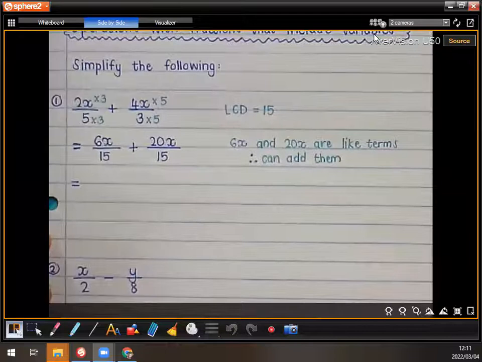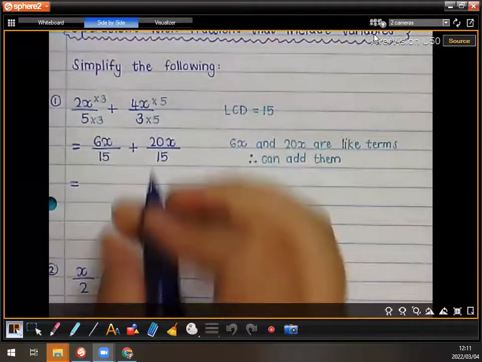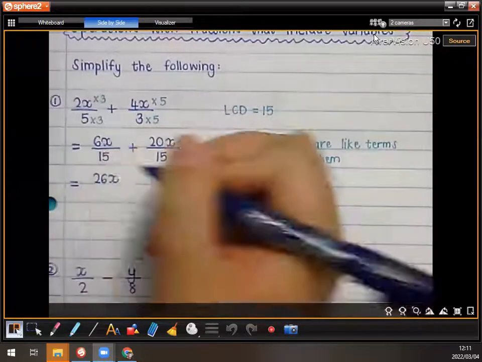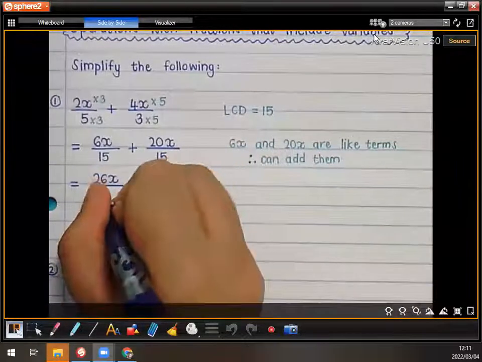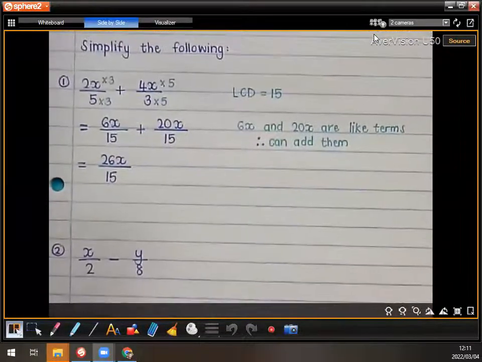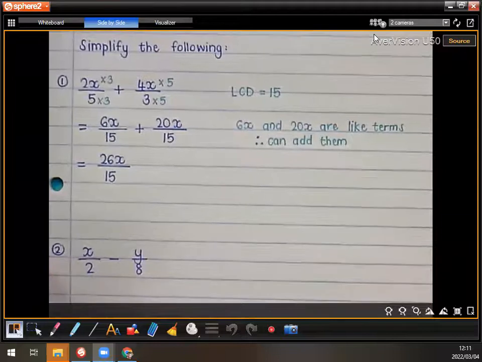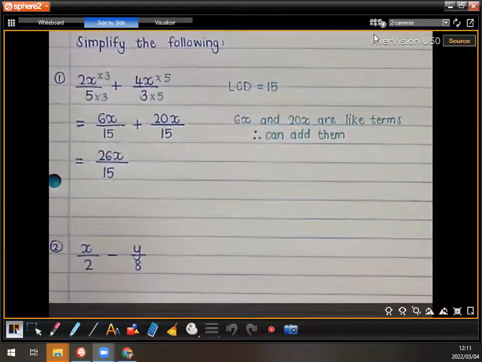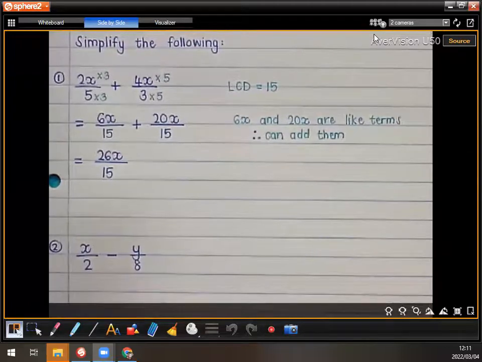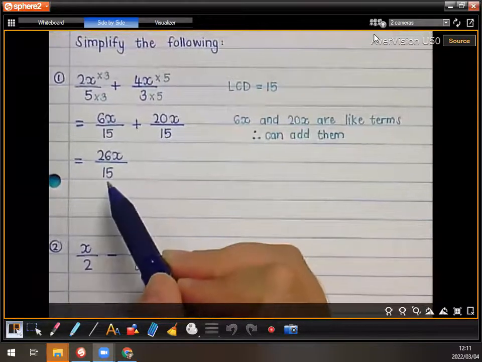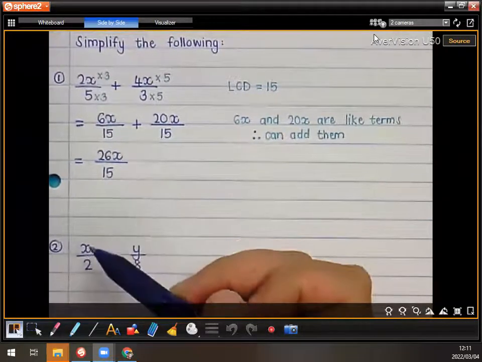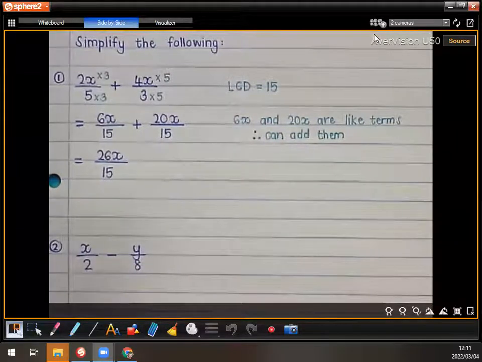Okay, so now we're going to say 6x plus 20x, 26x. That's it. You just add the numbers like you normally would, and you just have that x as a part of your answer. 26x over 15. Now, guys, you just need to ask yourself, is there a number that divides into 26 and into 15? No, right? So that is the simplest way. If this was 25 and 15, you would have had to divide both of them by 5. Okay, so if you can simplify the numerical part, the numbers in that fraction, then you have to do that.